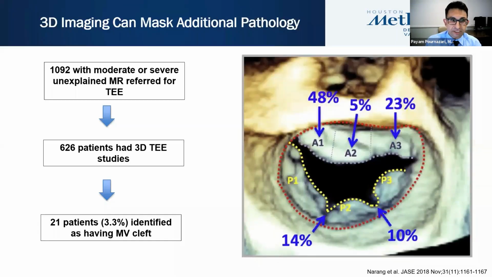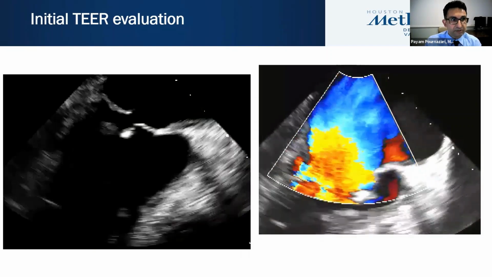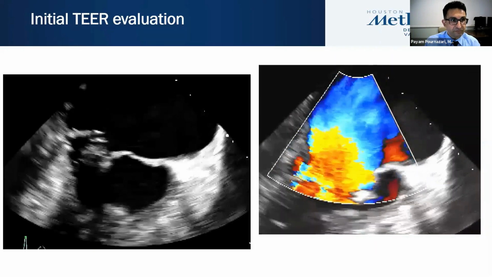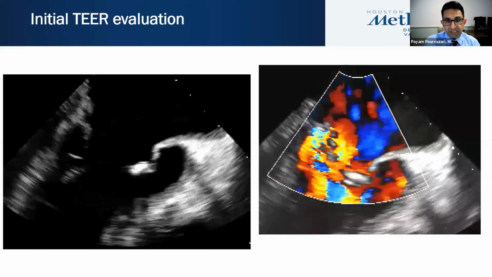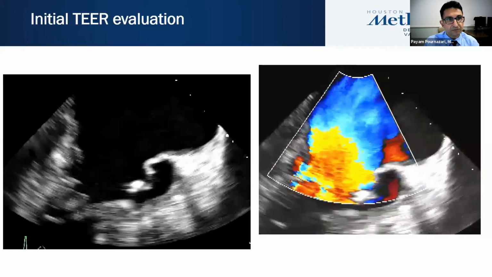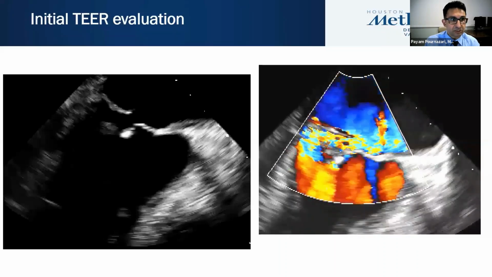Just to emphasize the role of 3D imaging in patients with unexplained mitral regurgitation, 3D imaging helped unmask the presence of mitral valve clefts in almost 1,100 patients with moderate to severe mitral regurgitation. 21 patients were diagnosed with mitral valve clefts using 3D imaging. So the initial evaluation for transcatheter edge-to-edge repair requires a careful assessment of the mitral valve in 2D, assessing the anatomy and confirming that with color Doppler. You can see a flail P3 with severe mitral regurgitation here. There is an eccentric jet that goes with the confirmation of a diagnosis of flail P3.